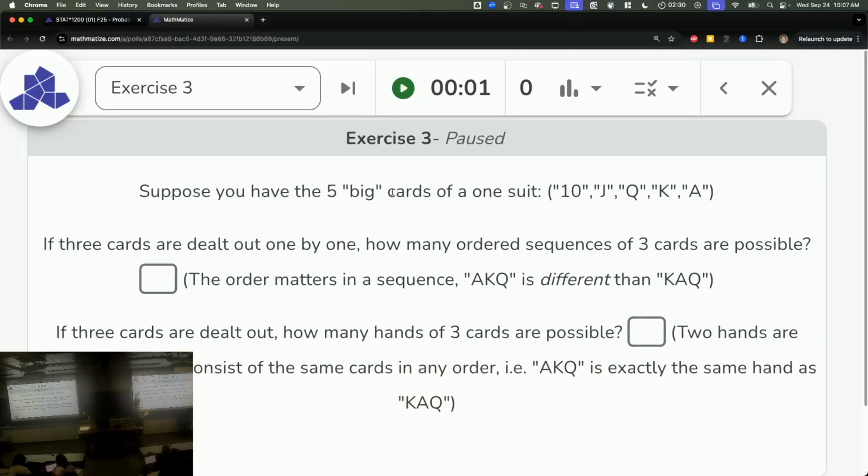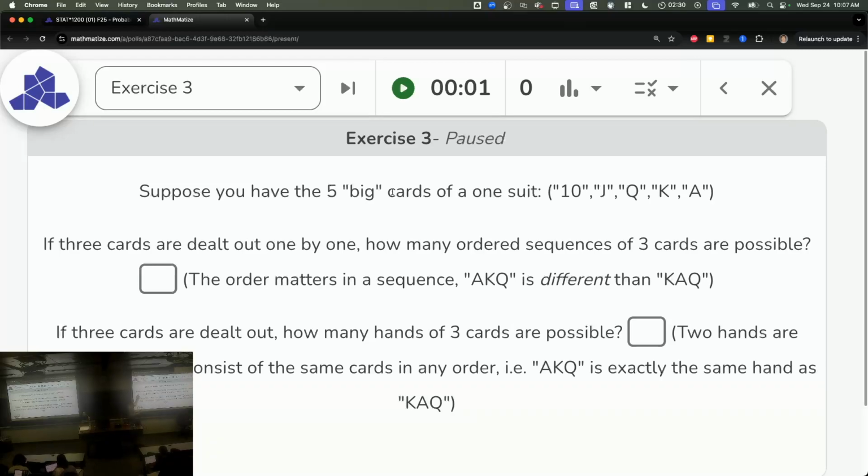So if it's in your hand, usually the order does not matter. You're allowed to move things around in your hand. If you have ace, king, queen in your hand, that's the same as having king, ace, queen. But if you deal out the cards in order, sometimes the order is very important. If an ace comes out first or a king comes out first, that is different.